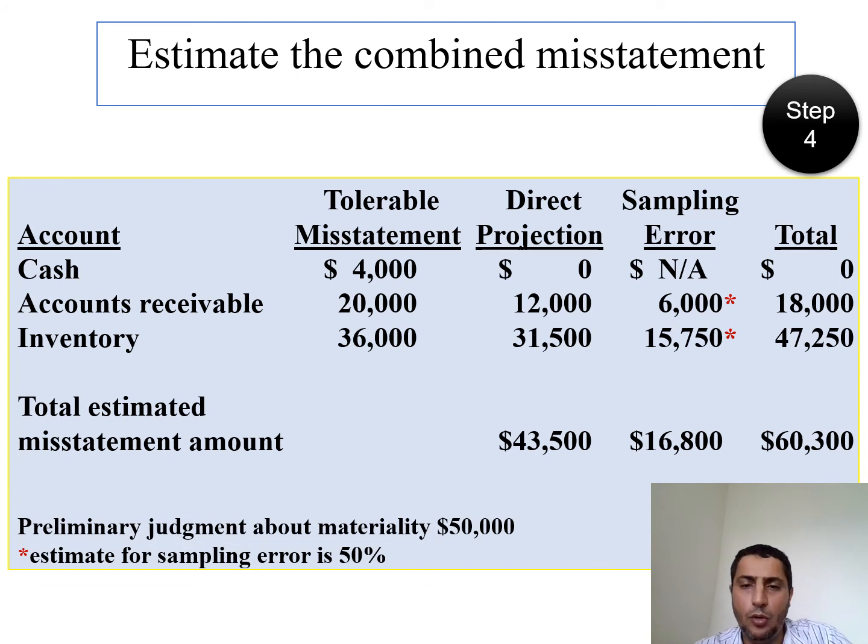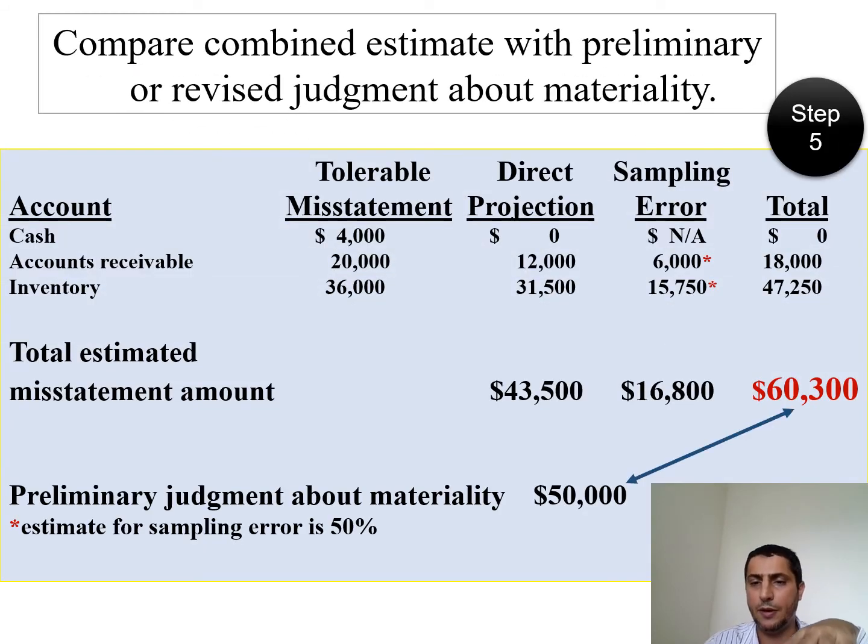Okay, in step 4, as we mentioned earlier, we combine the total tolerable misstatement, which is we combine all of this amount to get this amount, which is the total tolerable misstatement, 60,300. And then in step 5, we will compare this amount, the 60,300, with the preliminary judgment that we set up in step 1. So that is as simple as that.